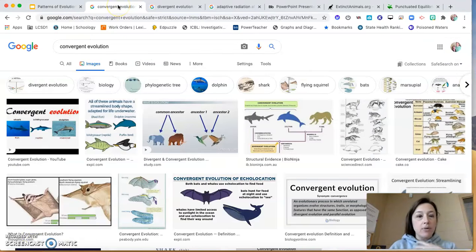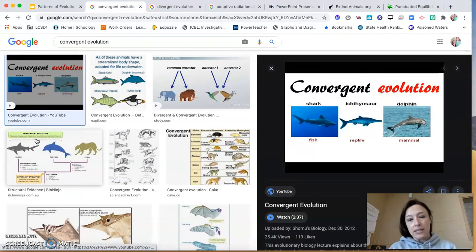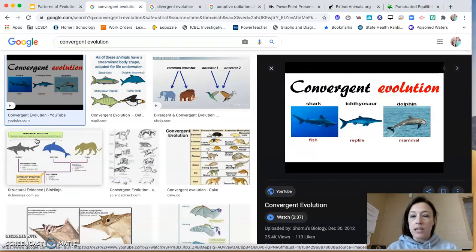A good example of that, my favorite example, I should say, would be the shark, the ichthyosaur, and the dolphin. The ichthyosaur was a dinosaur. These are completely different. The shark is a fish. The ichthyosaur is a reptile, so it evolved on land and moved back into the water, and the dolphin is a mammal, also evolved on land and moved back into the water. And so they have very different origins, at least recently-ish speaking, but they have some very similar traits.